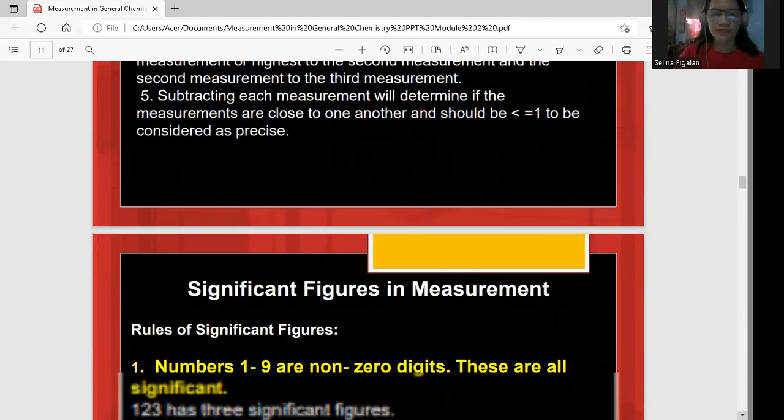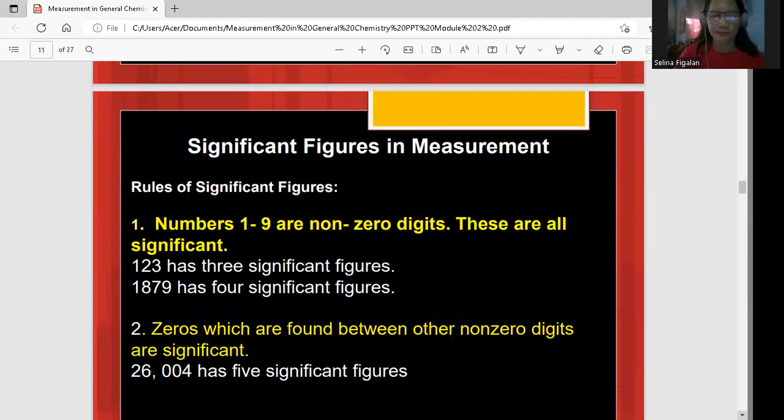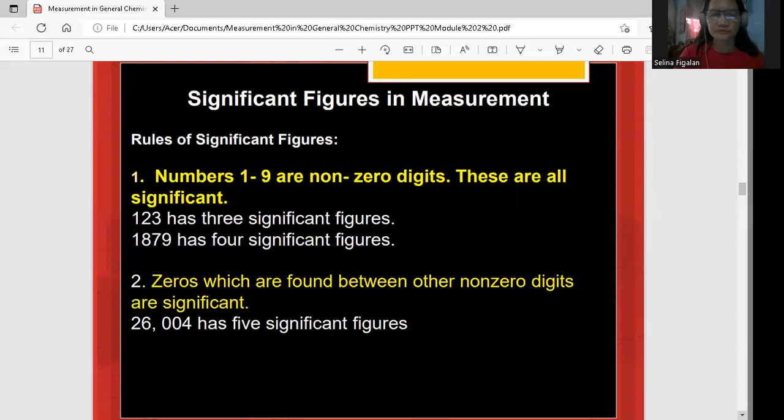How about the significant figures in measurement? So sabi niya, according to the rule of significant figures, numbers 1 to 9, so 1, 2, 3, 4, 5, 6, 7, 8, 9, they are non-zero digits. So like for example, here in the examples, 1, 2, and 3, 1, 8, 7, and 9, so they are significant figures.